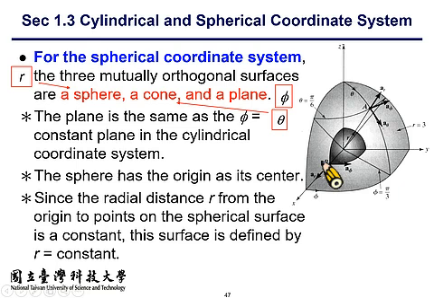R is the distance from the observation point to the origin, which is a point. So this is the origin. O is a point, not a line, as we have seen in the cylindrical coordinate system. So this is point P. So the distance from the origin to the observation point is the value of R. So what is the variable range for R? R的变动范围是从哪里到哪里？0 to infinity, right? From 0 to infinity. So it's varying from 0 to infinity.